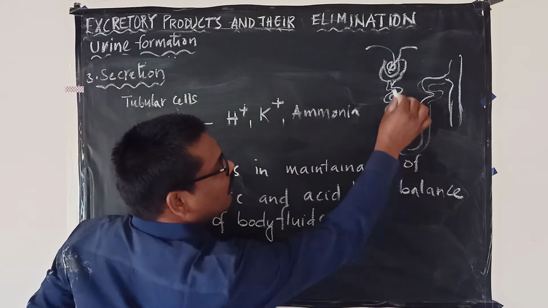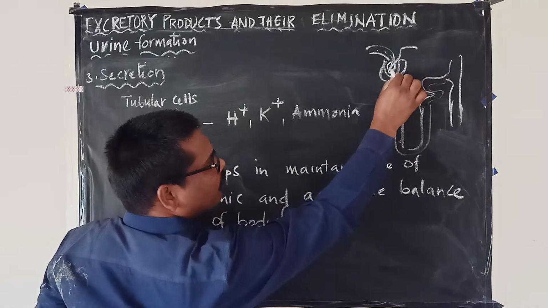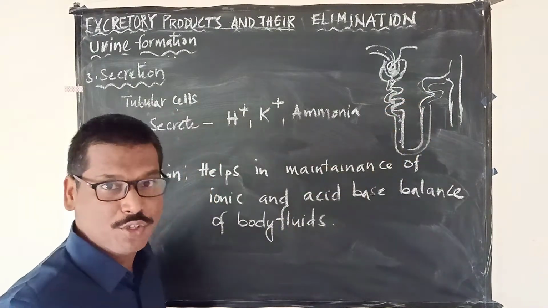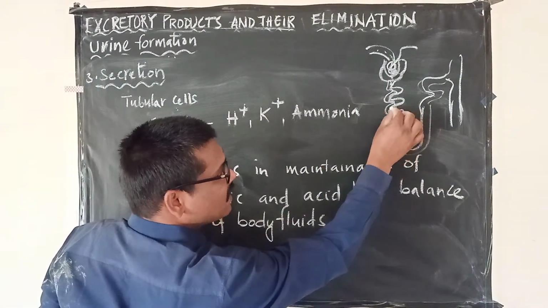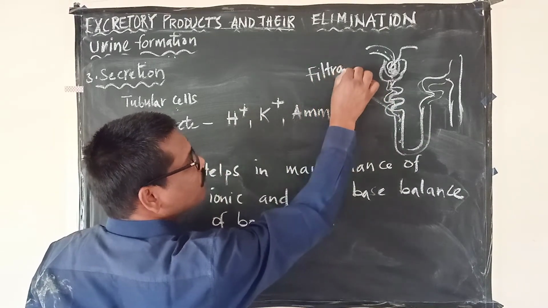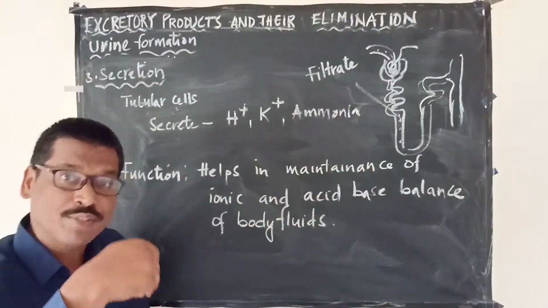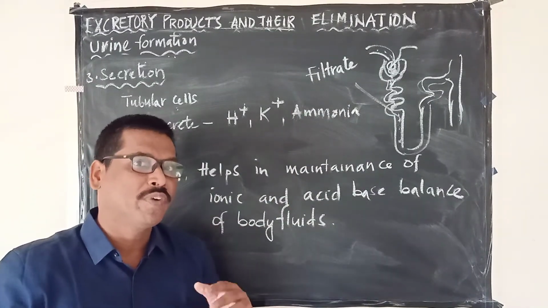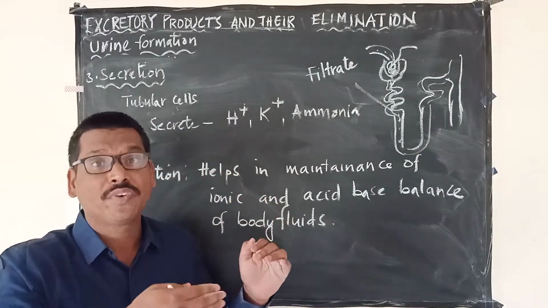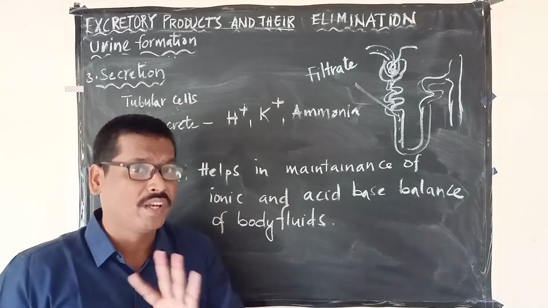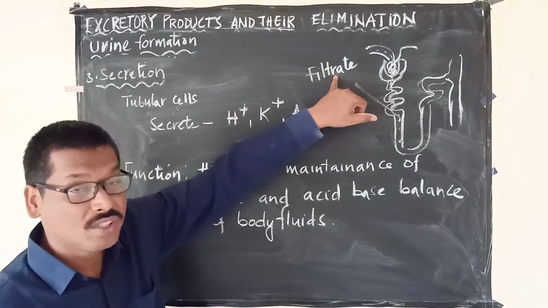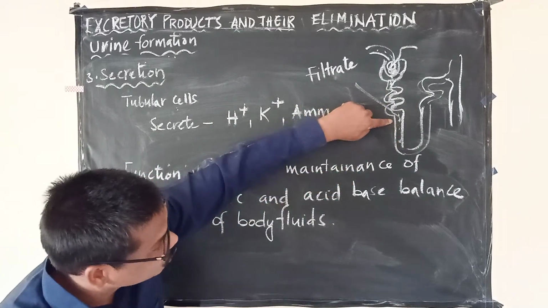Filtrate means what here? When it is filtered through the glomerulus, it is now moving through different parts of the renal tubule. So whatever is moving inside this nephron we will call filtrate. As the filtrate is moving, depending upon the concentration gradient, very important, as we are going for the next two videos, we will be discussing this very clearly.